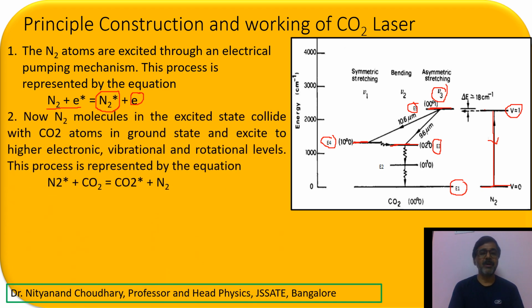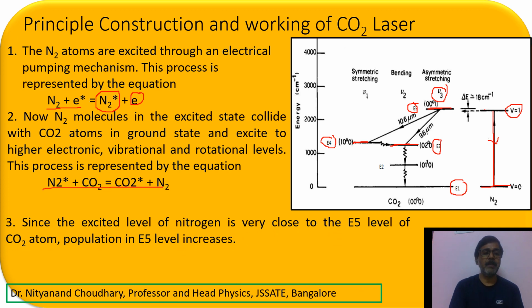Let's try to write this mechanism. Now what we are saying, the nitrogen molecule in the excited state collides with the carbon dioxide atoms in the ground state and excites them to the higher electronic, vibrational and rotational levels. The process has been represented like this, right? So nitrogen is making the collision, and with the collision the carbon dioxide atoms are moving to 3 energy states, and this is what the equation represents. It is going to all these 3, not only the symmetric. It is going to the symmetric, the asymmetric, and the bending. In all the 3 states, the atom is moving. So this is the second line I have written.